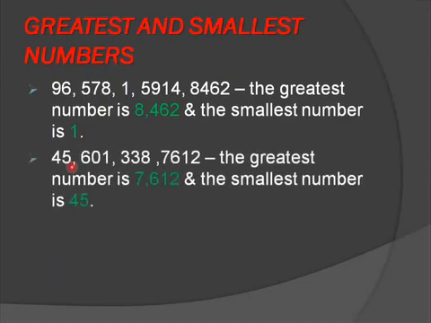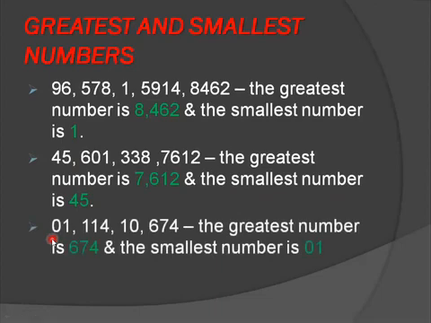Let us see another example. 45, 601, 338, 7612. Among all these, which is the greatest number? Here 2 digits, 3 digits, again 3 digits, 4 digits. We know that the number with the most digits is the greatest number. So 7612 is the greatest number. Next, the smallest number. Here we have only one number with 2 digits, that is 45. So the smallest number is 45.